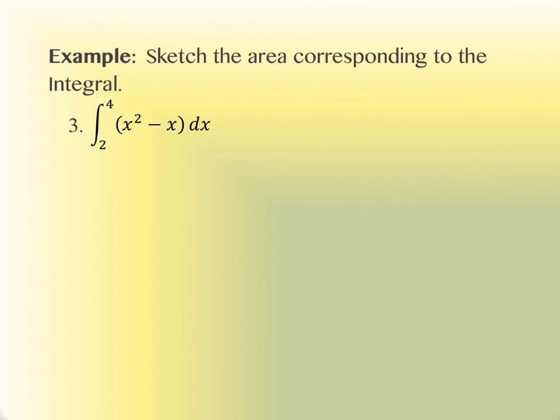This one wants us to sketch the area corresponding to the integral. This is almost like the exact opposite question of number 2. They give us this description, right? And we're asked to sketch the area. So you've got x squared minus x that's going to go into your y1 in your calculator, x squared minus x. And then I know it says that we're going to go from 2 to 4, and that's fine.